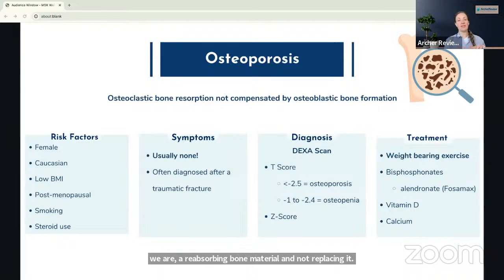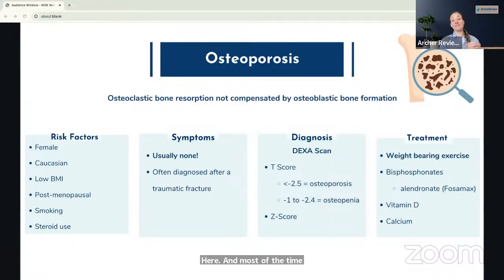Think postmenopausal. If they smoked, if they're thin, they're actually at a higher risk here. And most of the time, they're asymptomatic. Anytime we have a patient over 65 who has a bone fracture, we're going to follow up with a DEXA scan. The DEXA scan is the bone density scan that tells us how much the bone density is and helps us diagnose osteoporosis versus osteopenia.